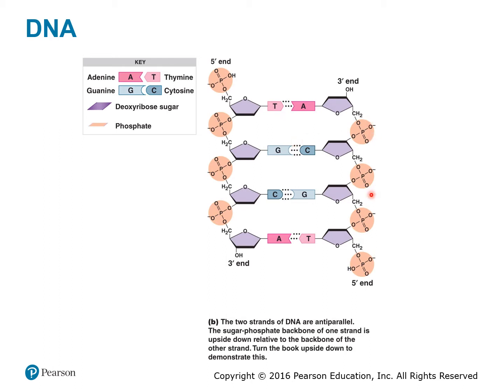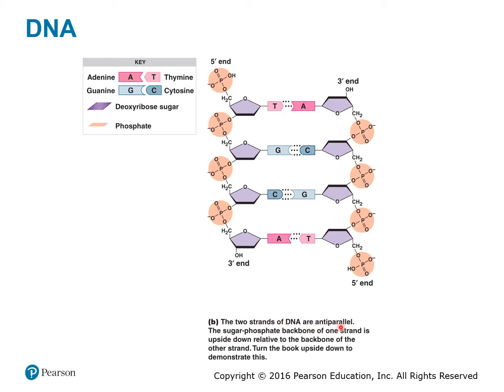The DNA has two ends. One is called 3' and the other end is called 5'. So each DNA strand has both the 5' end and the 3' end. The 3' end is usually the end that has the hydroxyl group, the OH group attached to it, and the 5' end is where you have the phosphate group.